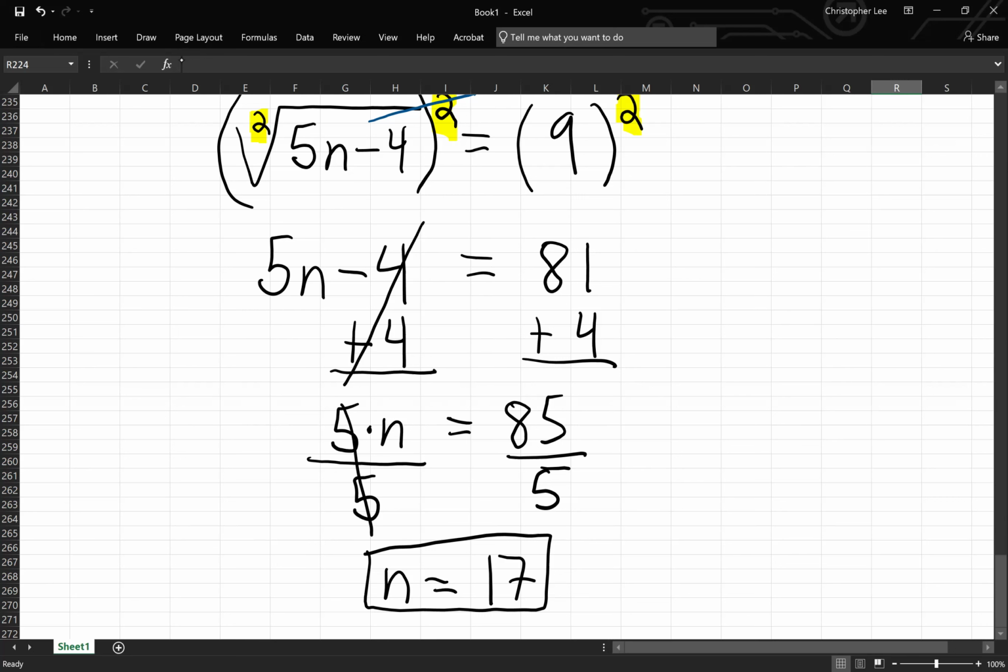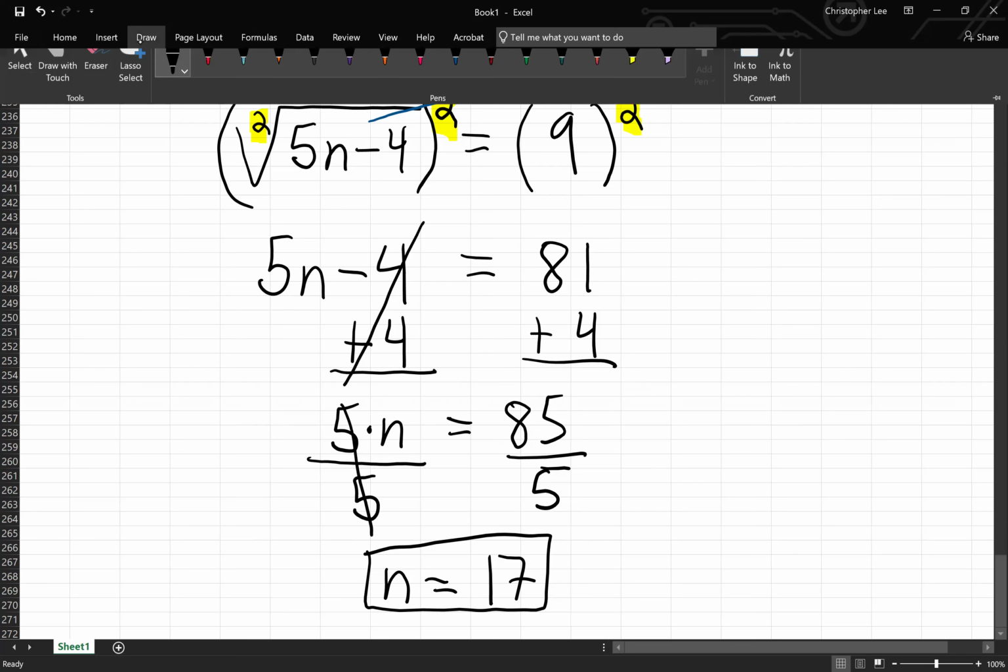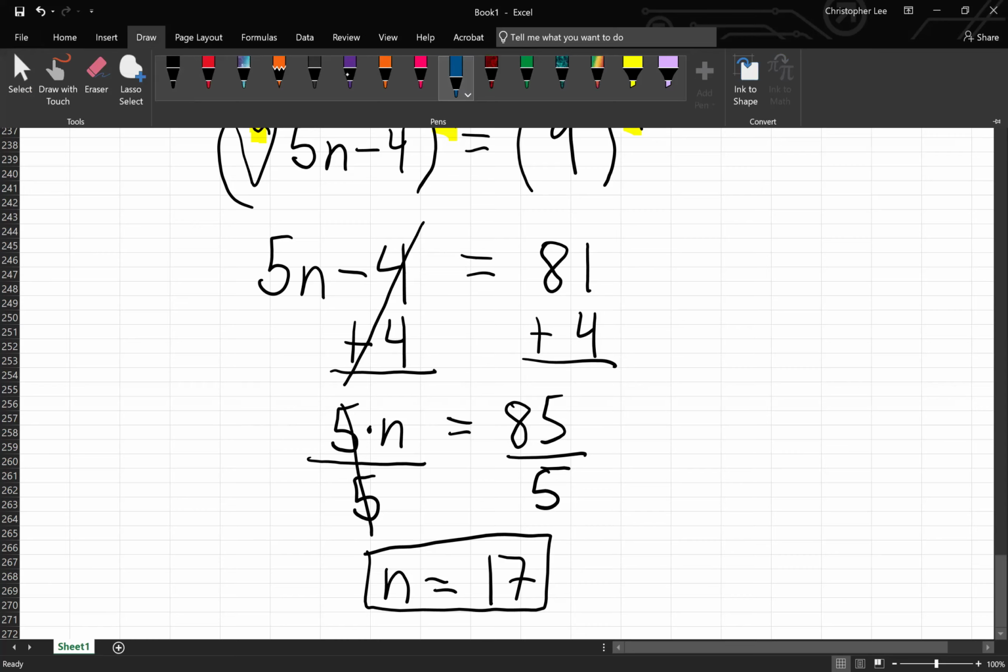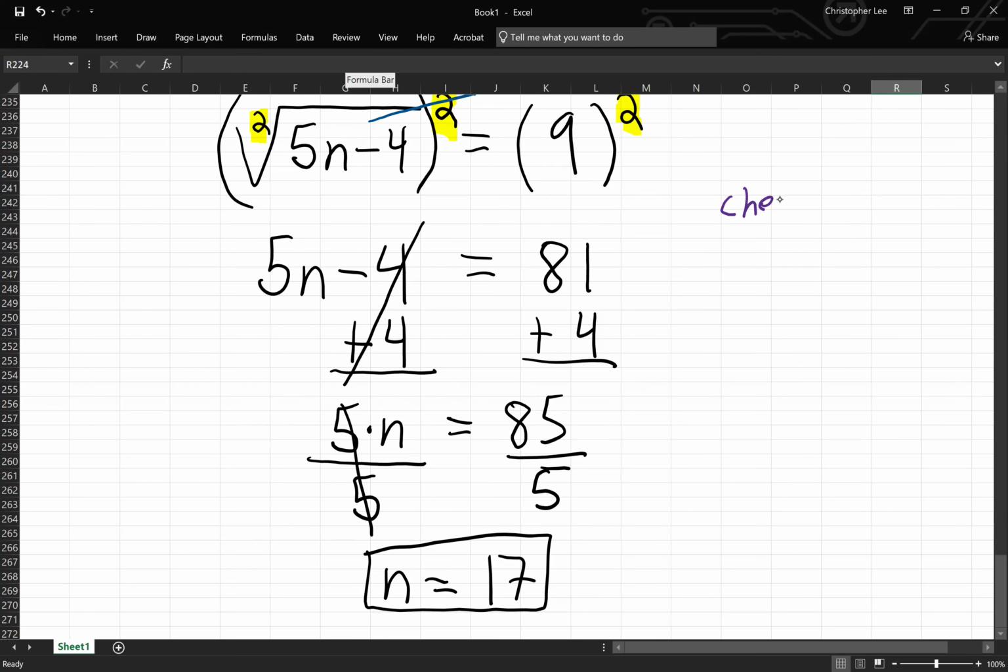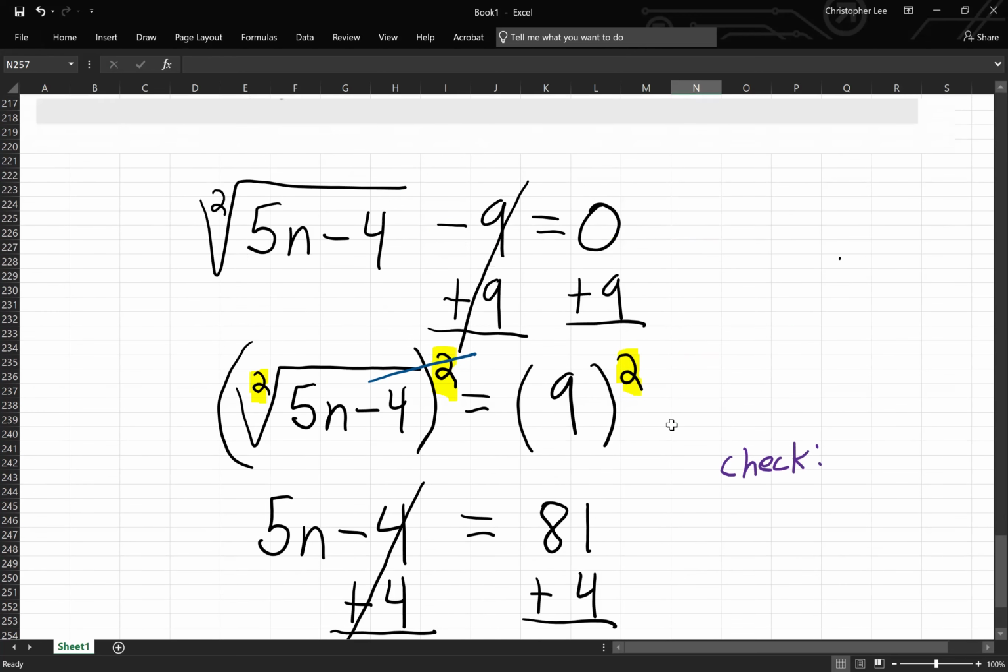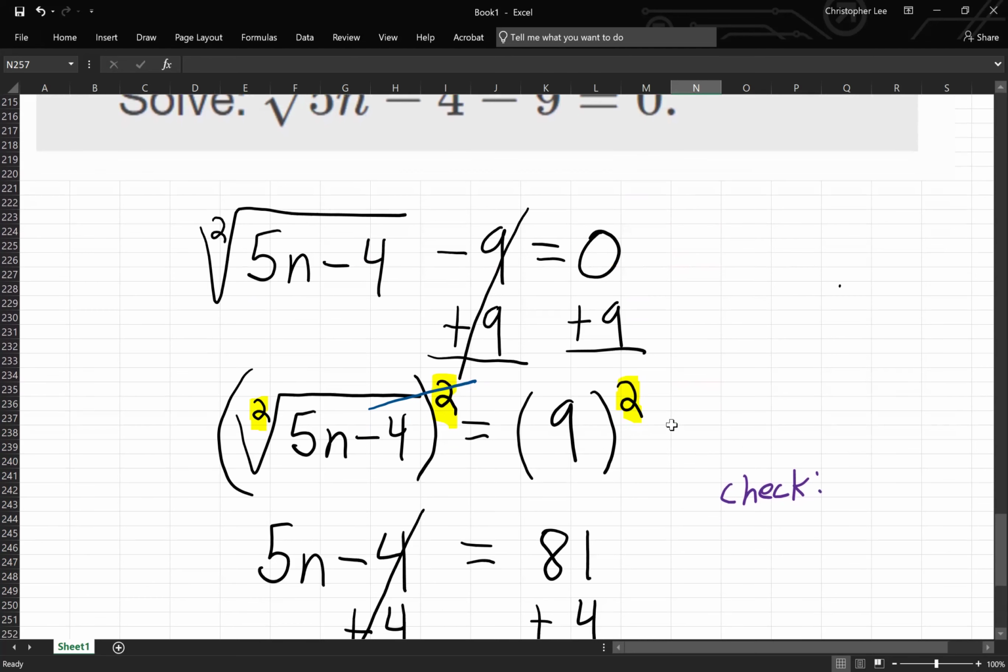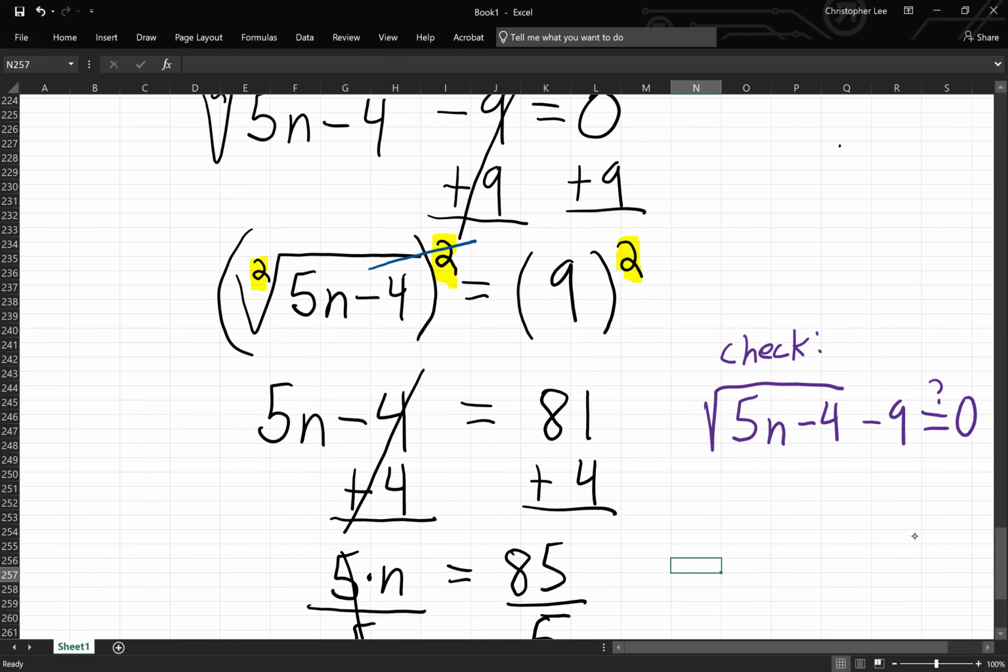Okay. Now, just to be thorough, let me do it in purple. We should always check our answers, just to verify, does it work or not? So let me go back up to the original. Here we are. So I have the square root of 5n minus 4, minus 9, and allegedly that's equal to 0. Let's check it out and see.